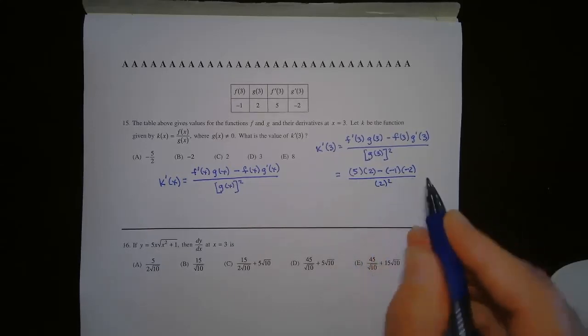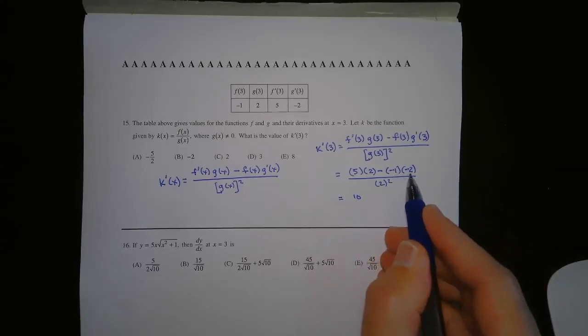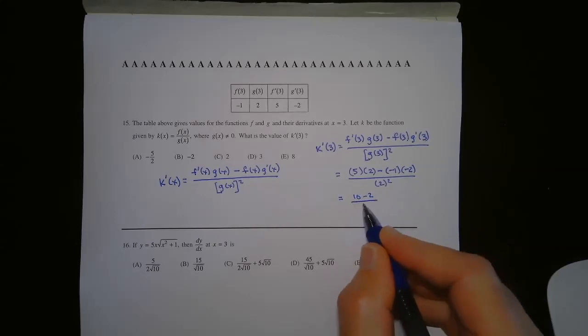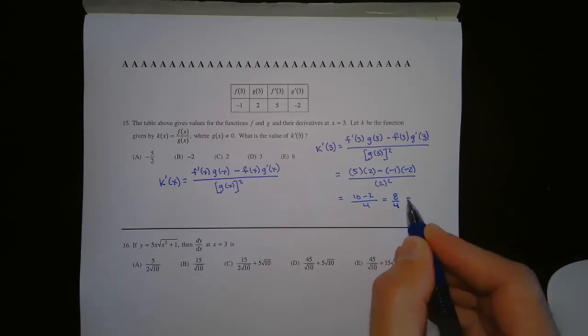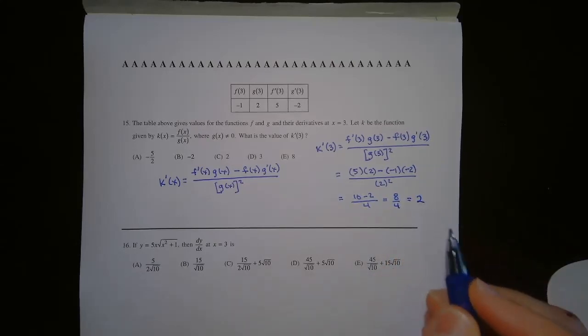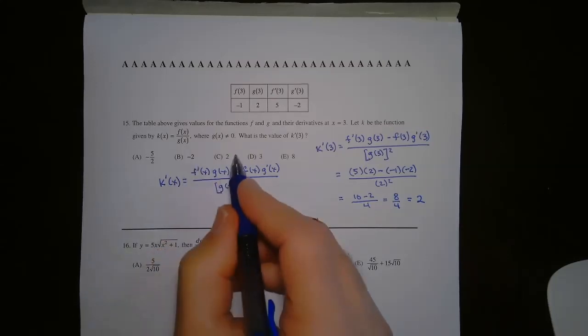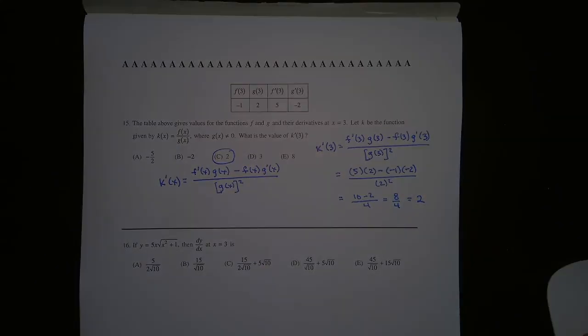So this would be 10, and this would be 2, but we're going to minus, so minus 2 all over 2 squared, which is 4. So that would be 8 over 4, which would give you a value of 2. And the correct answer is C. Okay, so number 16. I'm going to go back to my binder paper.